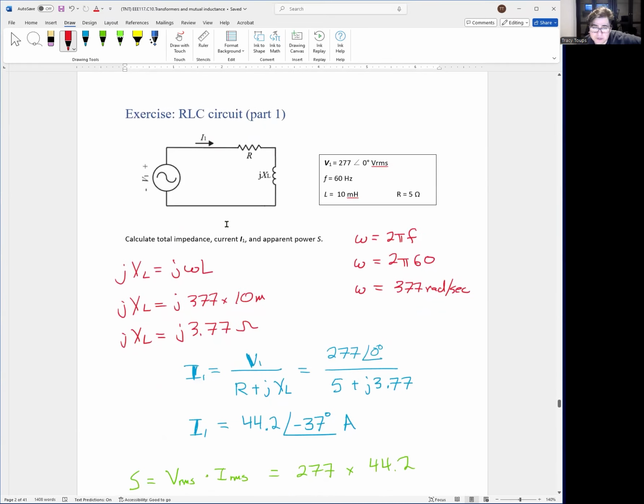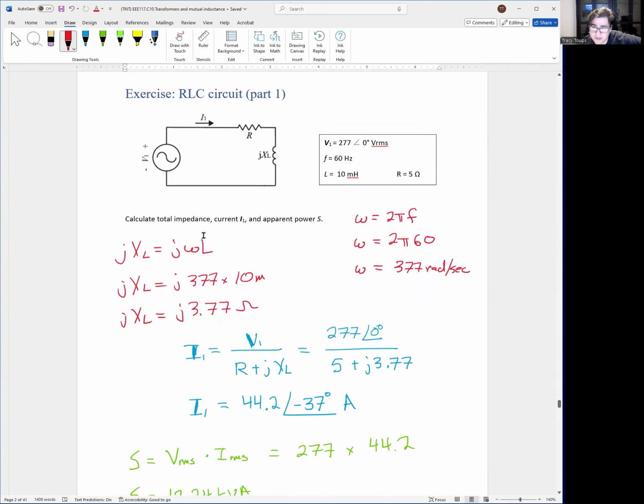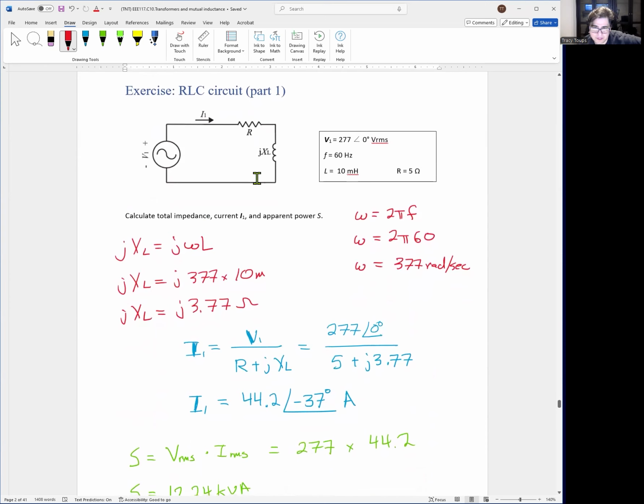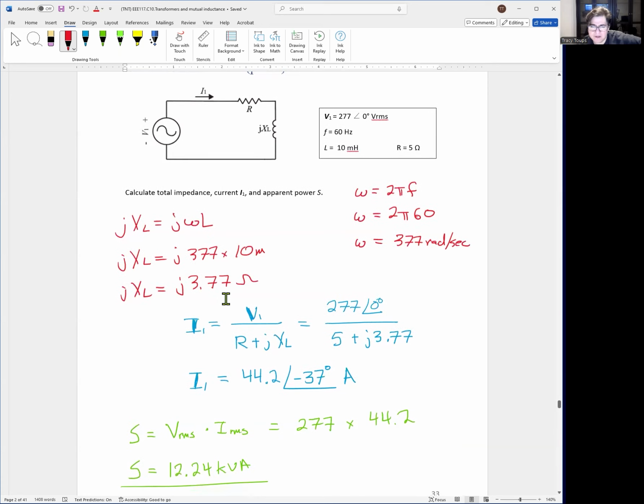So first thing we can do is calculate the total impedance of the circuit. You have jX of L, so it's an inductor and a resistor together. jX of L is j omega L, where omega is 377 radians per second. How do I get 377? It's always 60 hertz. 60 hertz times 2 pi is equal to 377 radians a second. So j377 times 10 milli is j3.77, right?